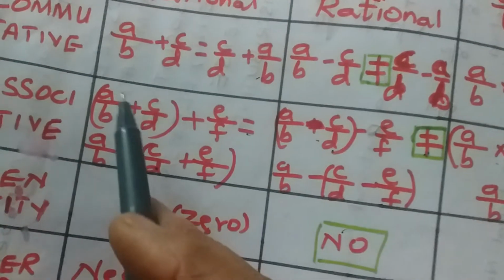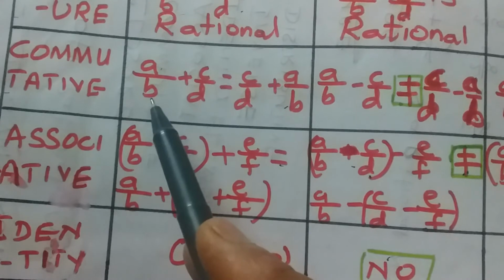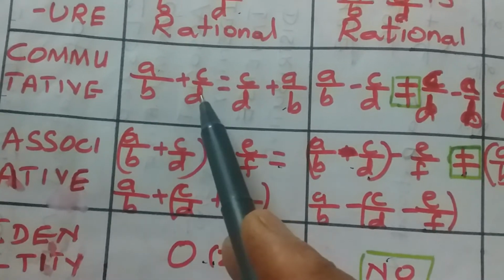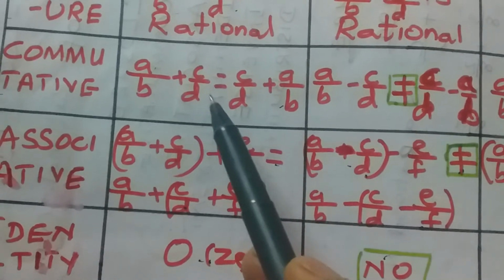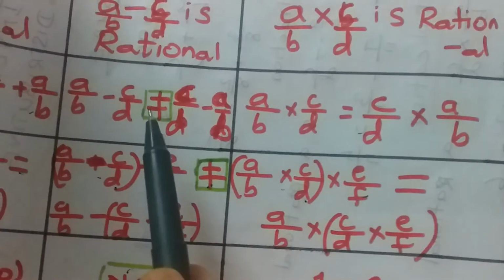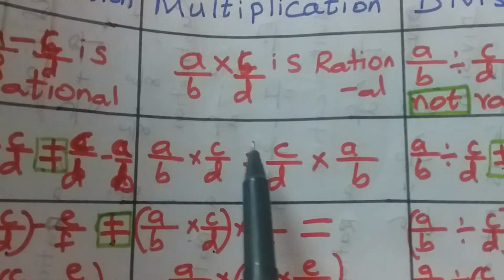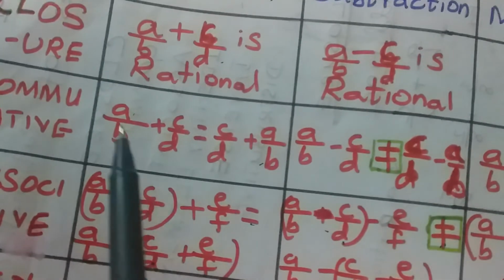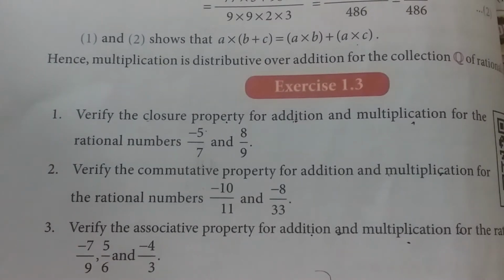We'll recall once again. Commutative for addition, A by B plus C by D. If you add two numbers, even if you change the order and add, the answer will not change. For multiplication also it will not change. It is true for addition and multiplication, but not true for subtraction and division. Not equal for subtraction and division, equal for multiplication and addition. So let us change the order and check whether we are getting the same answer.